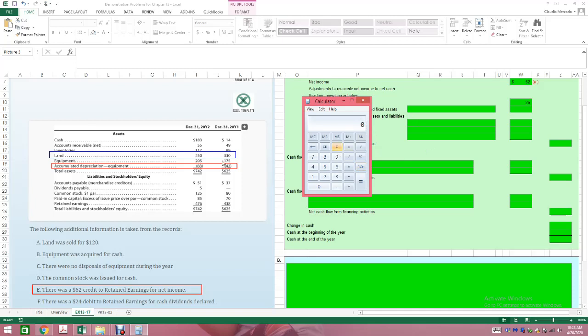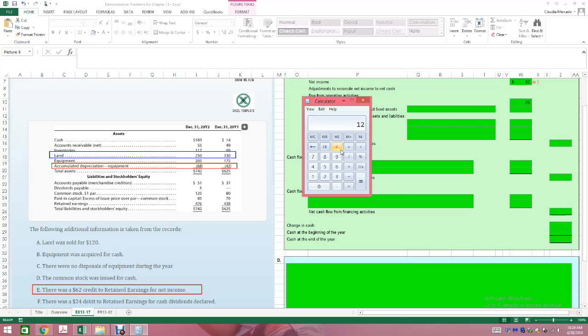And how did I figure that out? Well, last year I had land valued at $330. I sold a piece of land, and now the value of my land in my books is $250. So that means that the land that I sold was valued at $80. Now, how much did you sell your land for? You sold your land for $120. It was valued at $80. So we sold it for $120. I'm going to subtract. I'm having problems with my keyboard.